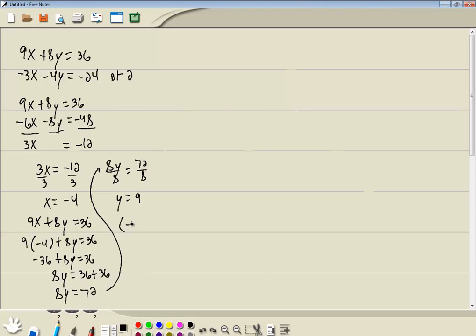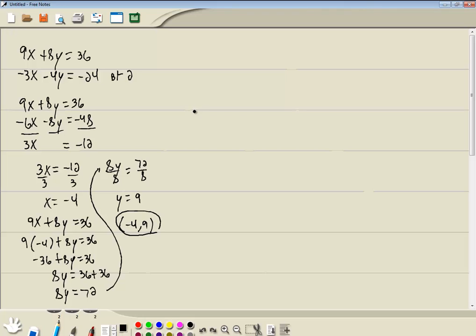So our answer will be negative 4, 9. Okay, let me just double check that real quick. That's negative 36 plus 72. Okay, that's the addition method, elimination method.